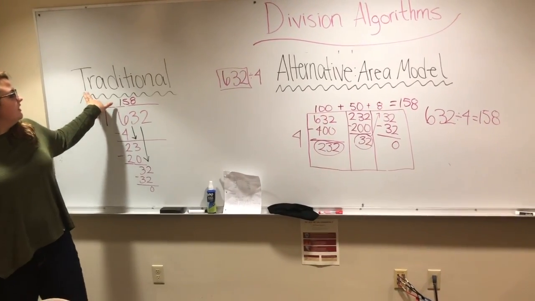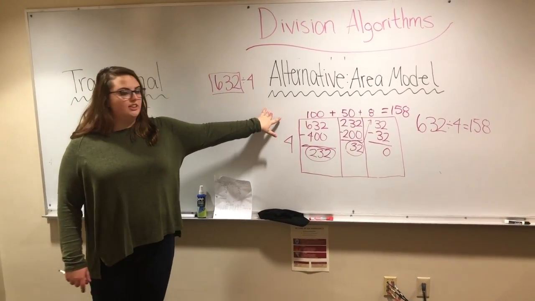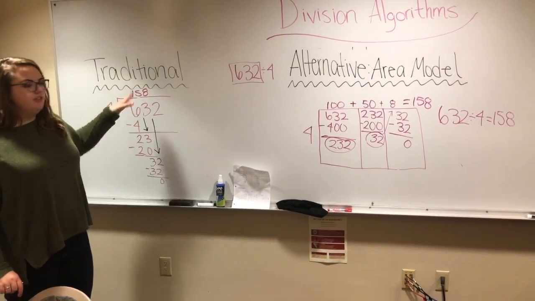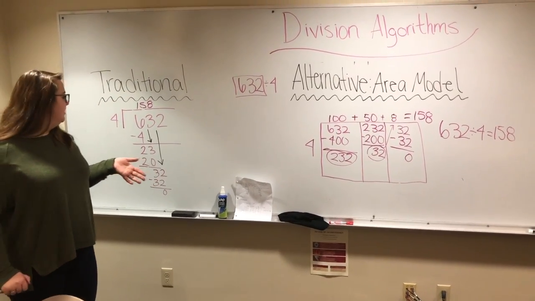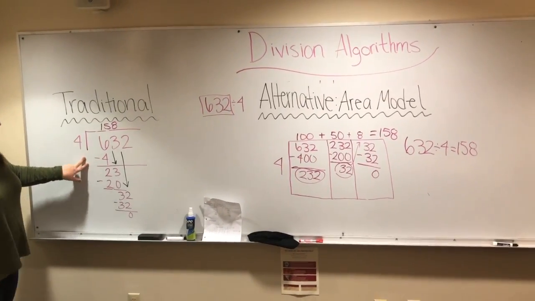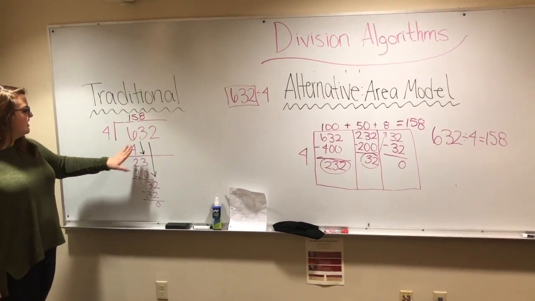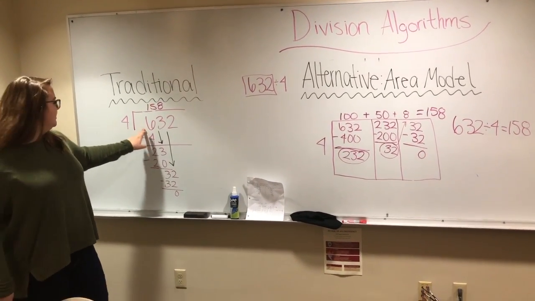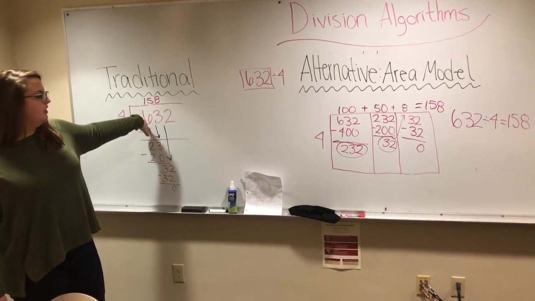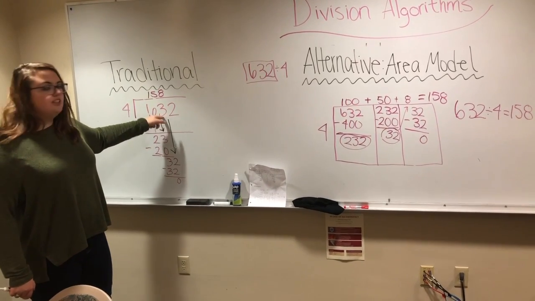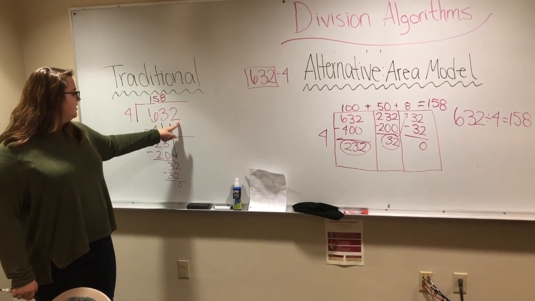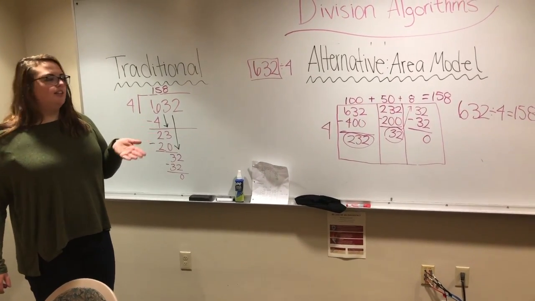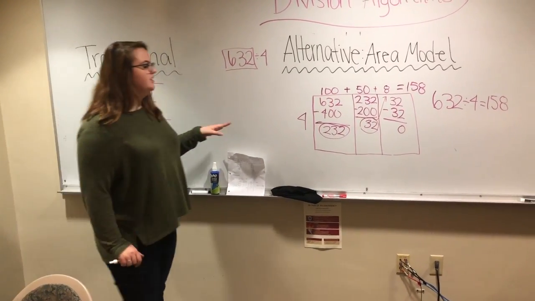So now you know how to use the traditional and the alternative area model. And so we can see that we got the same answer, we just arrived at the answer differently. So this one takes more drawing the arrows down and realizing that you're not really taking into consideration that this is not 6, it's 600. This is not 3, it's 30. This is in the ones place, so it's just 2. You're just drawing arrows down. You're not really thinking about the place value that we've worked on.